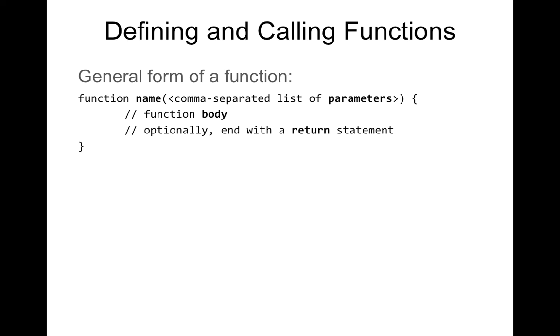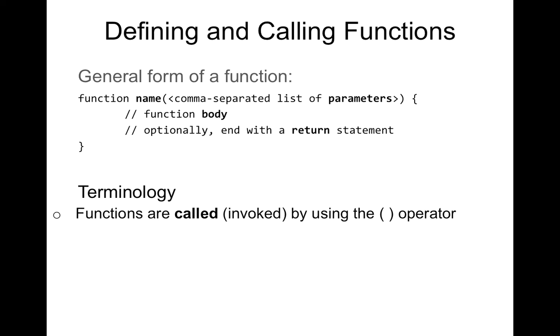There are several ways to define a function, but one of the most common ways is to use this notation where you have the function keyword right up here, then the name of the function, the name you give it, then a list of parameters, and then the body of the function, and all that's wrapped inside of a pair of curly braces.